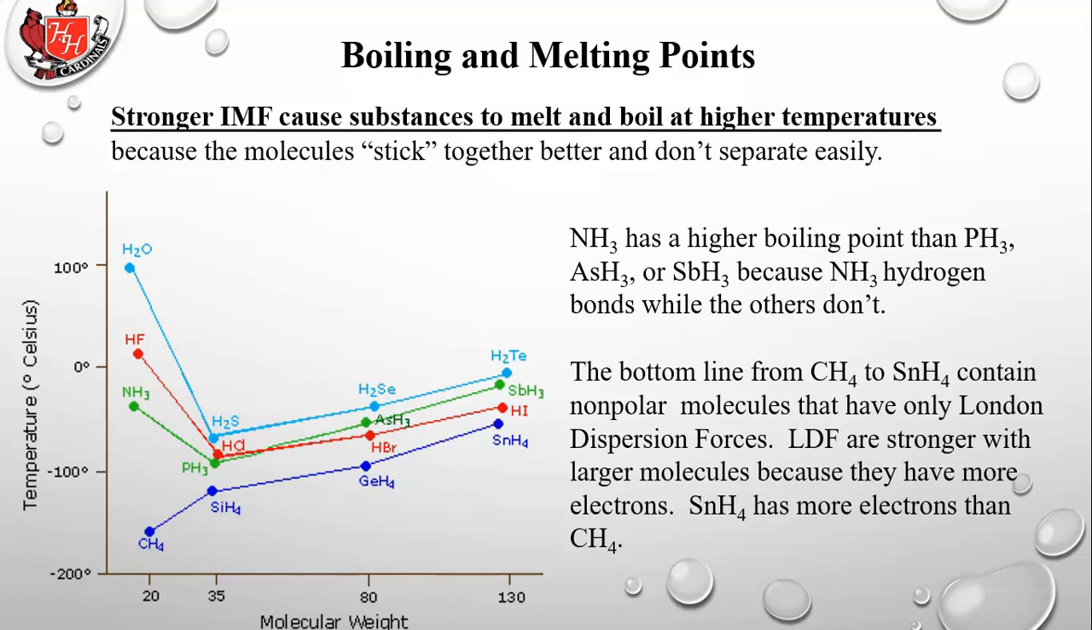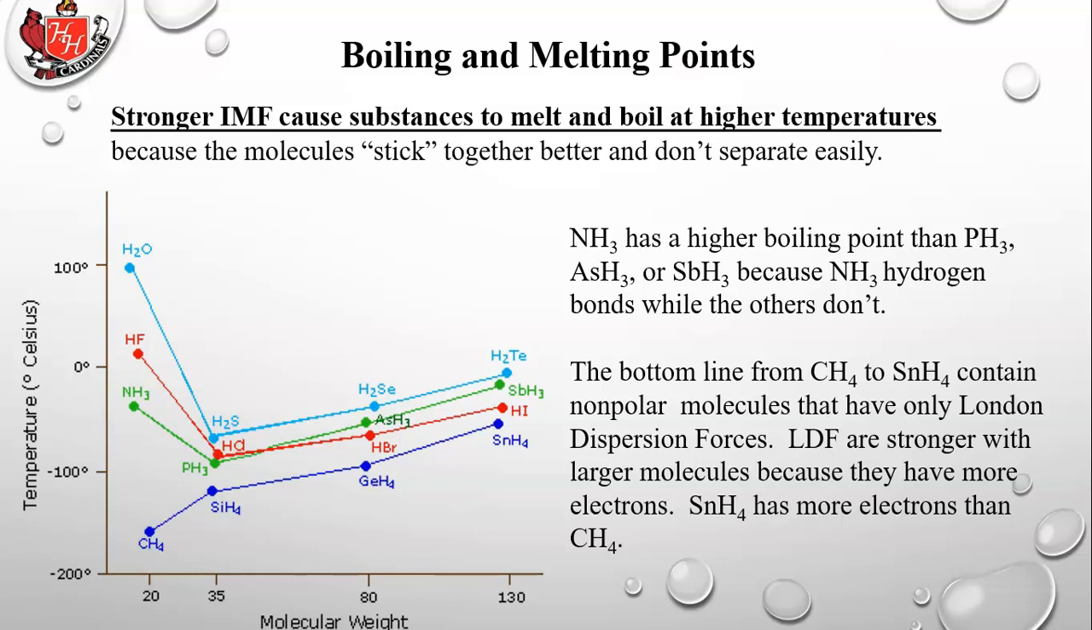LDF are stronger with larger molecules because they have more electrons. So SnH4 has more electrons than CH4. So when you're talking about nonpolar molecules, they tend to have weaker intermolecular forces. The only ones they have are London dispersion forces. So you'll notice the light blue line is down below the other three lines. However, you'll notice that one of them, SnH4, has a higher boiling point than, say, PH3. So if you have a large enough molecule, then the London dispersion forces can bond pretty strongly.